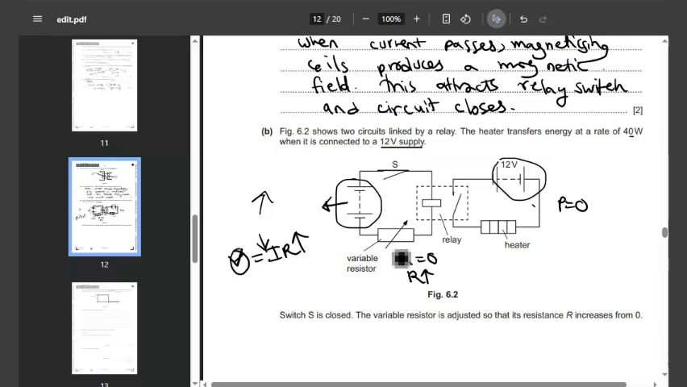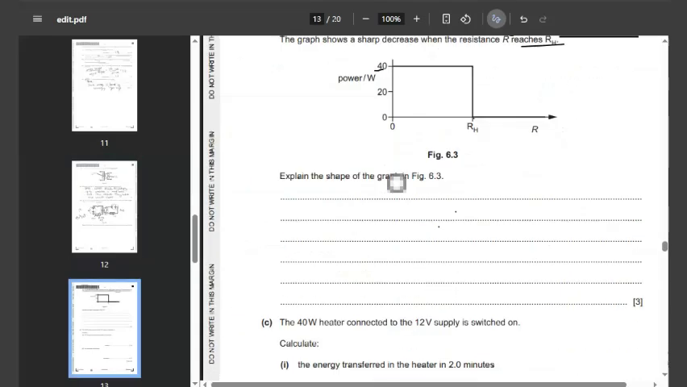So in short, what exactly is happening is, when the variable resistor's resistance is increased, the current of this first circuit will keep on decreasing, and this will cause the magnetizing coil's magnetic field to become weaker. Before, this relay switch was closed, and when the magnetizing coil's magnetic field became weaker, it opened up again, and therefore this heater circuit opened, and that's why the power of the heater sharply decreased to 0.